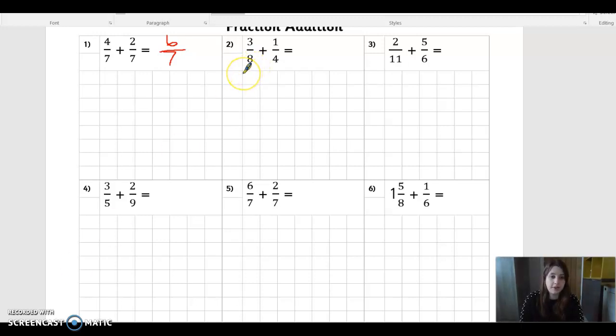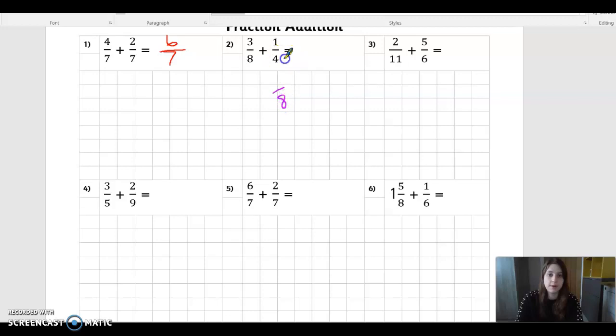Now, number 2 is a little bit trickier because we do need to convert them, because we've got an 8 on the denominator and a 4. However, we don't need to think too hard about our times tables and what we can make them both into, because we should know off the top of our heads that we can get a 4 into our 8. So we can turn 1/4 into 8ths.